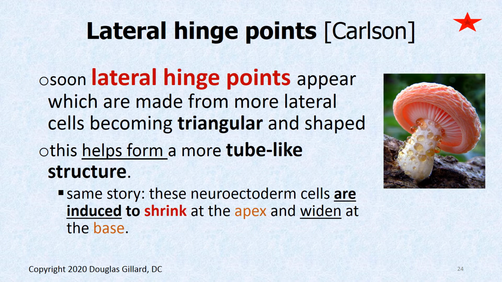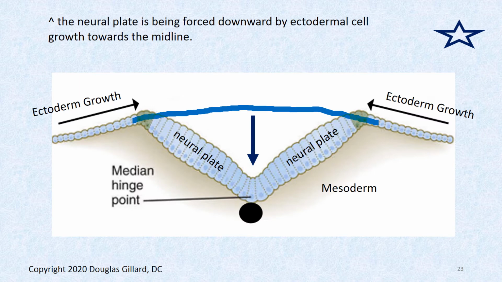Lateral hinge points. So soon, this doesn't look much like a tube, right? That's a V structure. How are we going to make that a tube? Well, what if we make some more of those triangular, I'll exaggerate these, but what if we make some triangular cells here again? What if we call out shroom again? And that's exactly what happens.